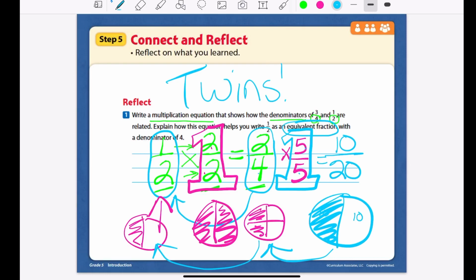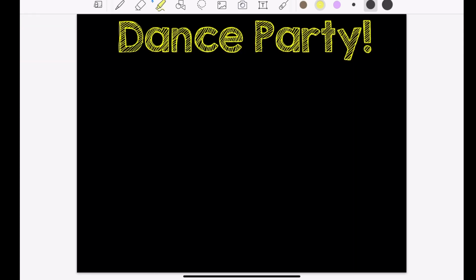So let me show you one last. We have 10/20 can be equivalent to 2/4, which is also equivalent to 1/2. They're all equivalent fractions. So isn't that awesome? We just learned how to create an equivalent fraction. Awesome. It's time for a dance party. So get your dance pants on and let's get going.